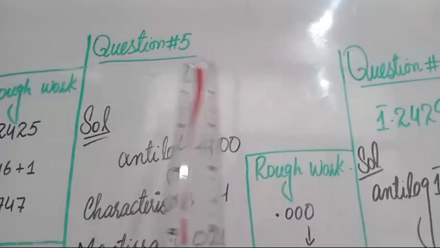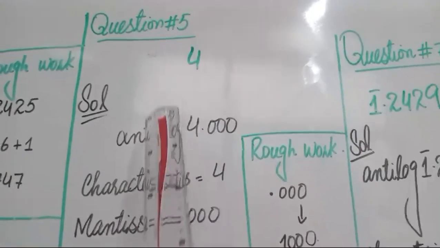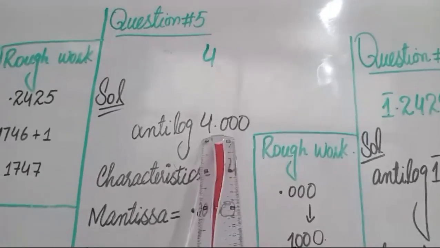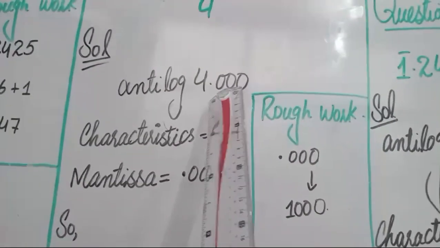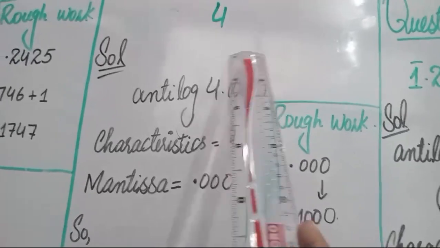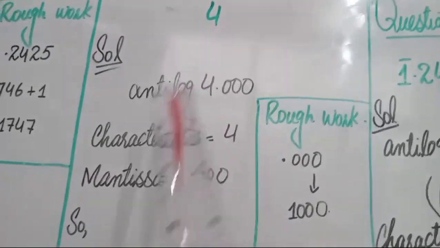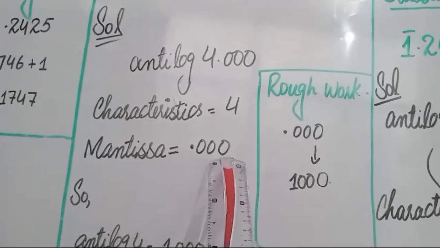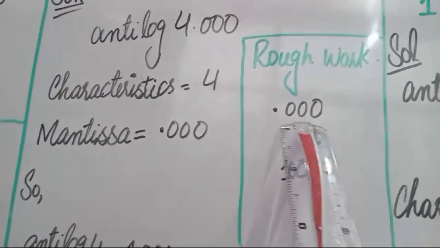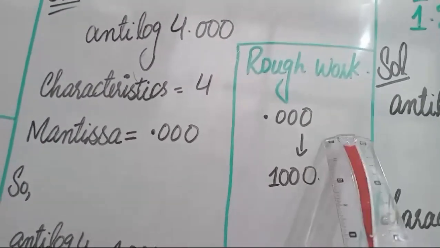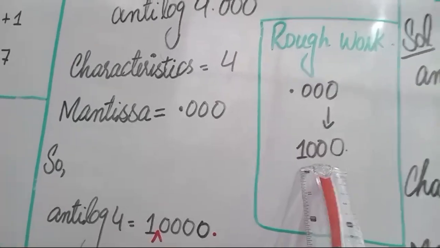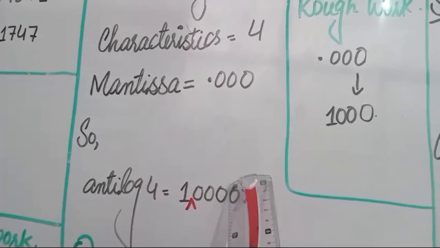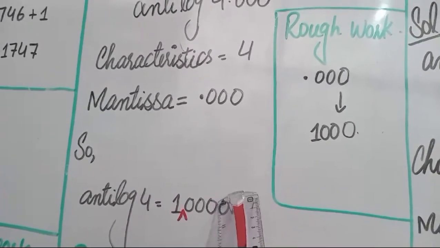Next, our question number 5 is 4. To find the antilog, we will write the antilog of 4. But we don't have a mantissa part, so we will place a point and after that write zeros. So our characteristic is 4 and mantissa is 0.000. In our rough work, we will find the value of 0.00 in 0, which is 1000. So the antilog of 4 is 1000, and our characteristic is 4.